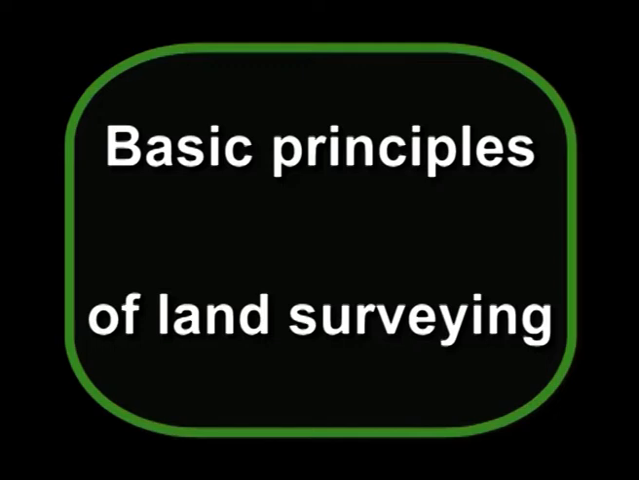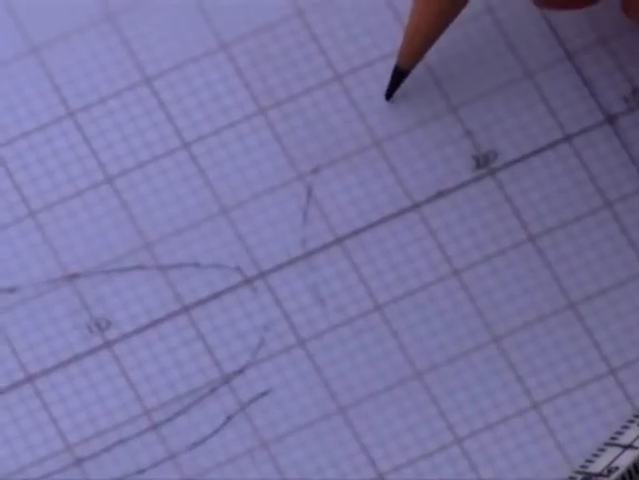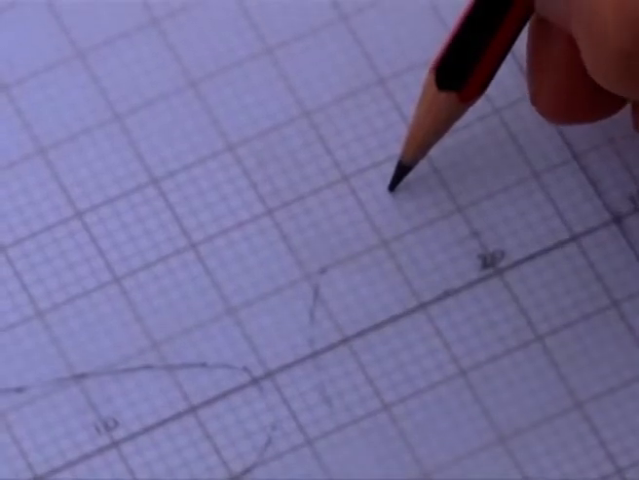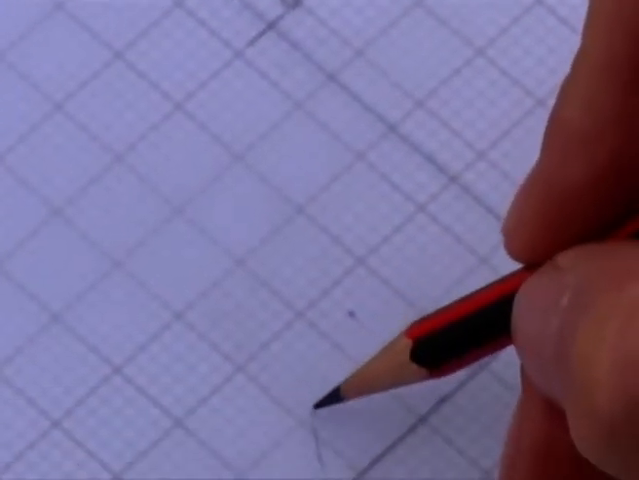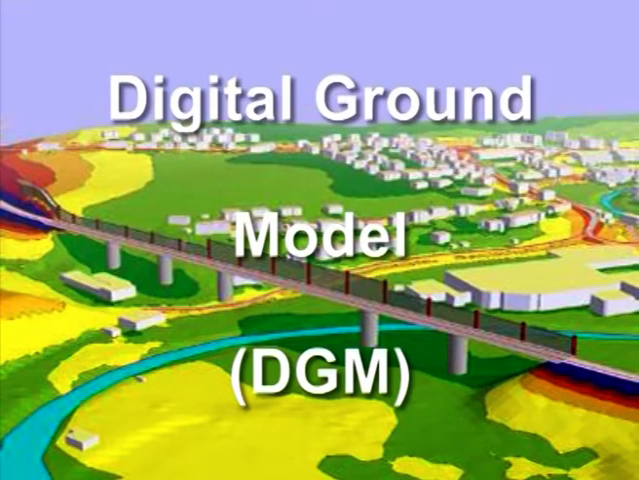Basic principles of land surveying. The definition of surveying. Surveying may be defined as the science of determining the position in 3 dimensions of natural and man-made features on or beneath the surface of the earth. These features may be represented in an analog form as a contoured map, plan or chart, or in digital form such as a digital ground model, that is DGM.